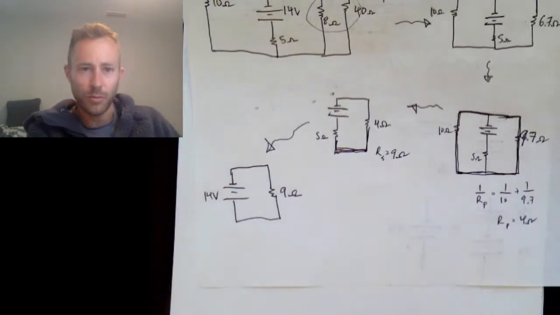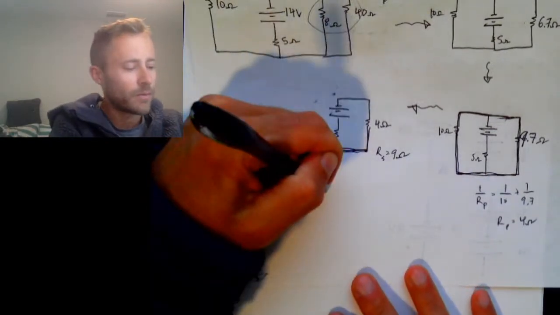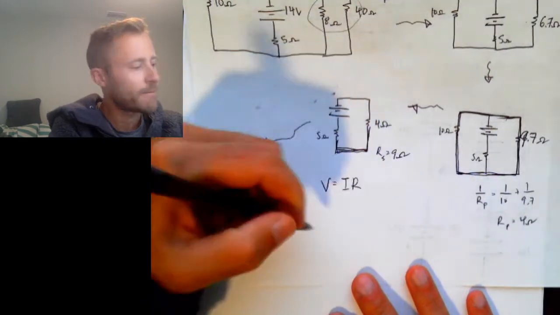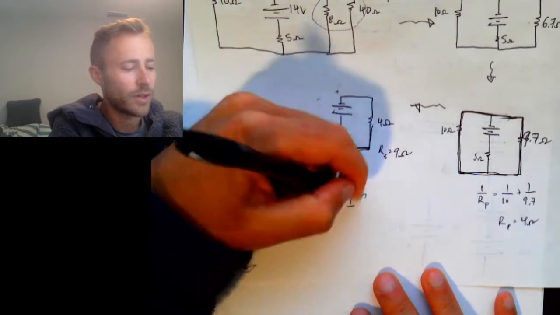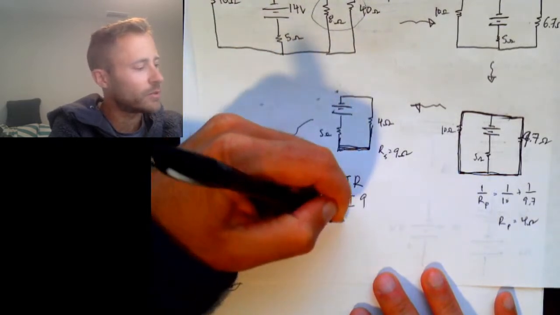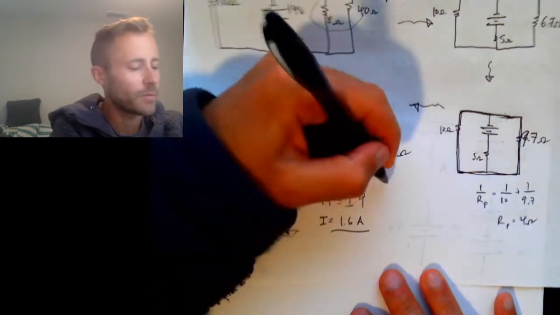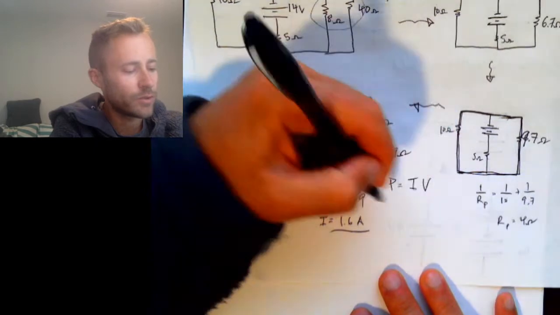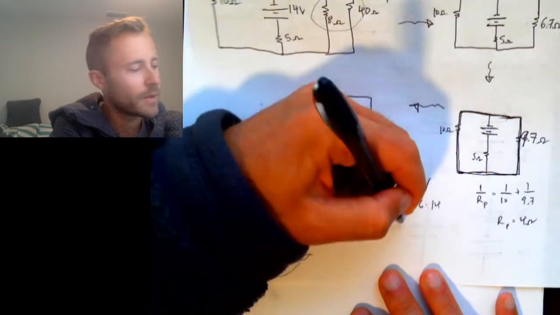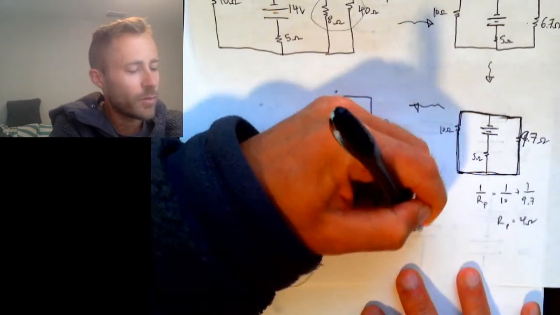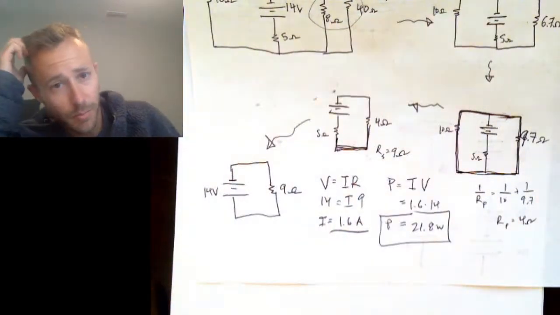So once you've done that, once you've got a single battery, a single resistor, you use Ohm's law. V equals I times R. The voltage is 14. The resistance is 9. This says that the current is 1.6 amps. And then power is current times voltage. So that's going to be 1.6 times 14, which is 21.8 watts. And that is the power output of the battery.